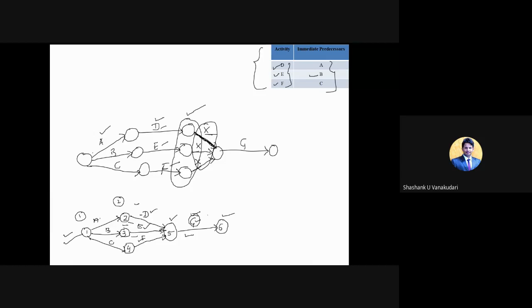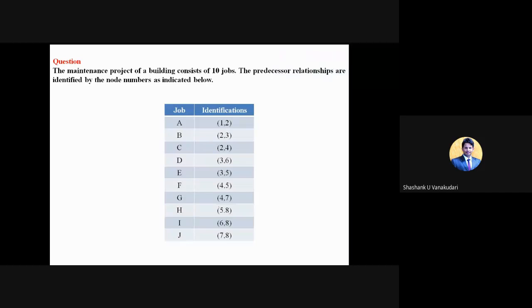Clear? Understood now? Okay. So moving on to the next problem. The question has been given in this way.